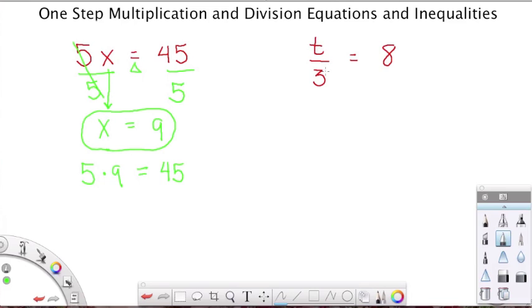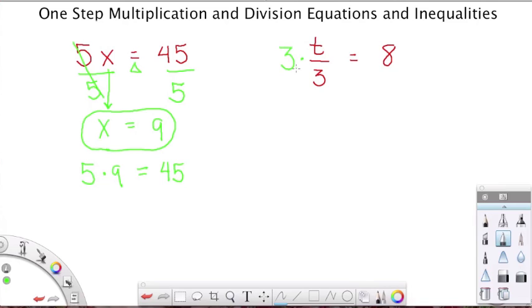Now over here we have division. We have t divided by 3 is equal to 8. Now this seems like an odd combination, but once again, we need to solve this equation by isolating the variable t. How do we get t all by itself? Well, right now it's being divided by 3. Well, what's the opposite of division? It's multiplication. So more specifically, if we're dividing by 3, and we want to undo this divide by 3, we need to multiply by 3. So we're going to multiply this by 3.